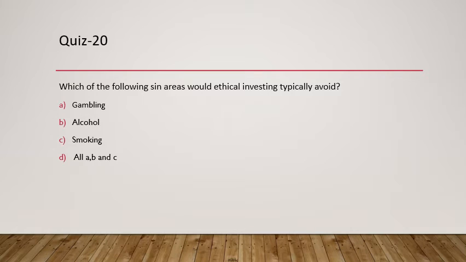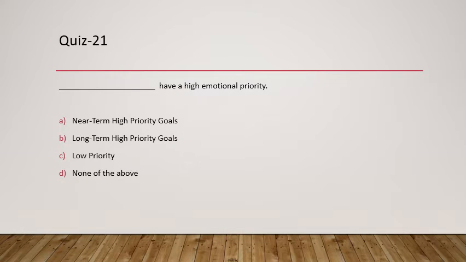We have reached the half of this video, not in terms of time, but in terms of number of questions. Which of the following sin areas would ethical investing typically avoid? Sin areas are something which are not very good, something someone would like to avoid. So gambling, yes. Alcohol, yes. Smoking, yes. So the answer becomes all: A, B, and C.